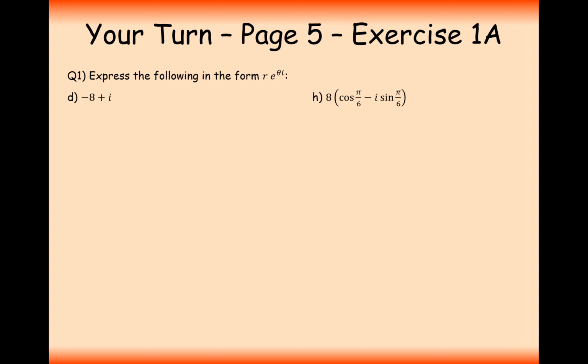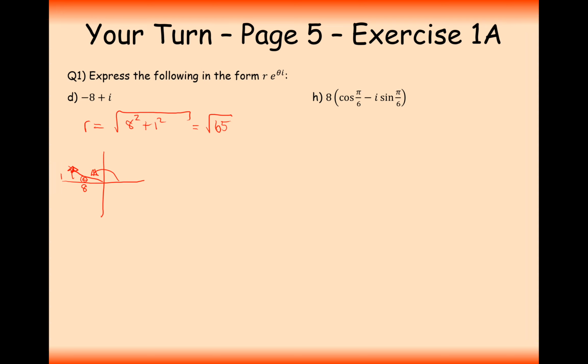Okay, so for question 1D, the first thing we need to do is work out the modulus and the argument. So r is going to equal the square root of 8 squared plus 1 squared. That's going to be root 65. And for the argument, it would be helpful if we drew a little diagram to get the ball rolling. It's going to be minus 8 plus i, so that would be the complex number over here. So I'll put an 8 down here, a 1 here, work out this very small angle here, and then do pi minus it.